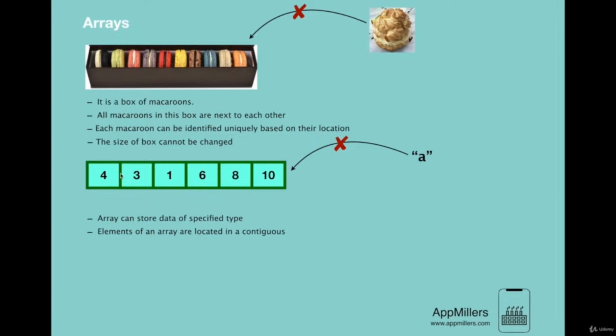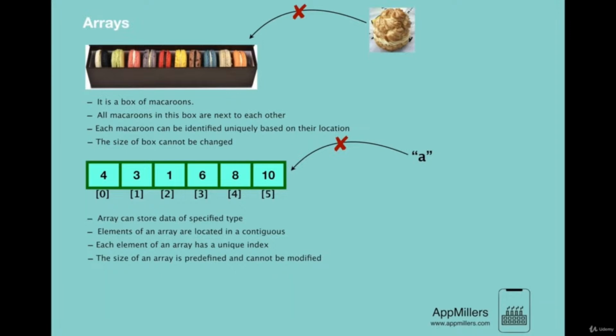The next property is that each element of an array has a unique index. As we have unique locations for these macarons, we have unique indexes for each element of the array. So if we want to access, for example, this element over here, we need to access it through index 2. Here, take into account that indexes start from 0, not from 1, and they increase sequentially. The last property is that the size of the array is predefined and cannot be modified.